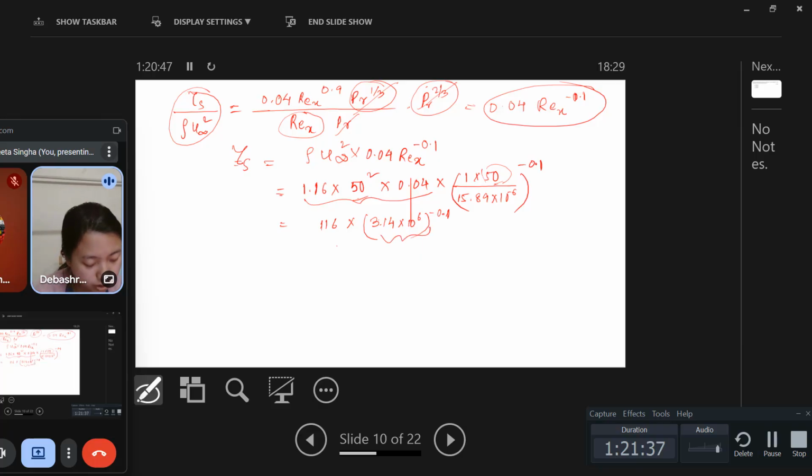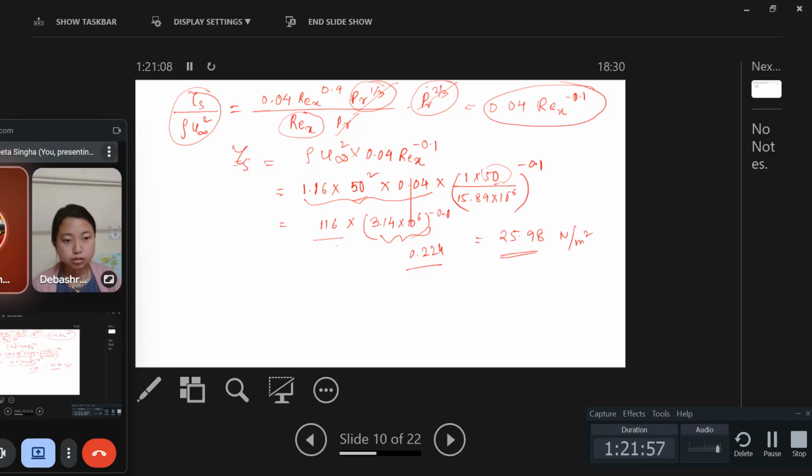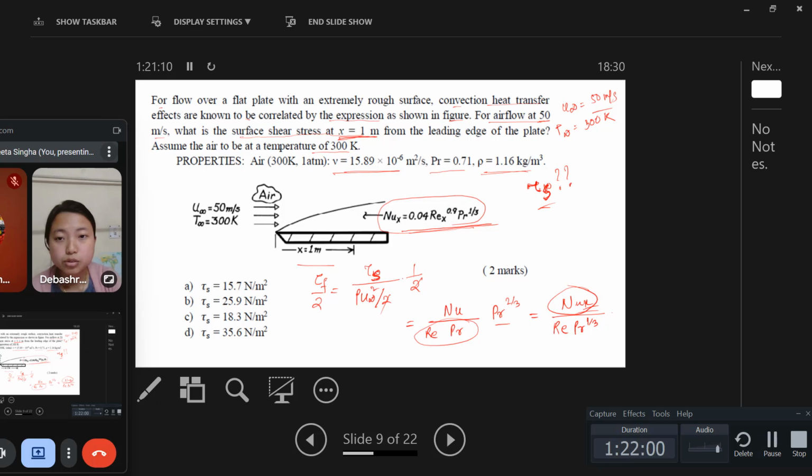So this is coming to be around 0.224. So if you multiply both of these, how much do you get? 25.98 Newton per meter square. So did you get this 25.98? Yes, yes. Okay. So they have asked to find out this only, tau. What is the shear stress? What is the surface shear stress at this?